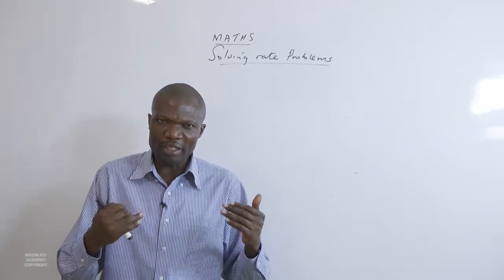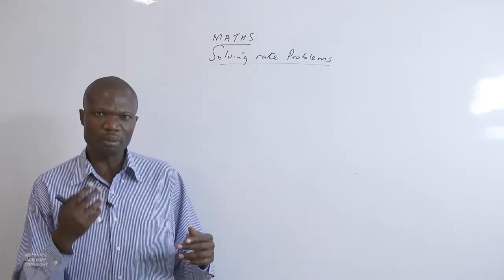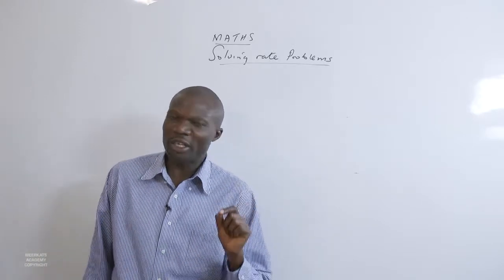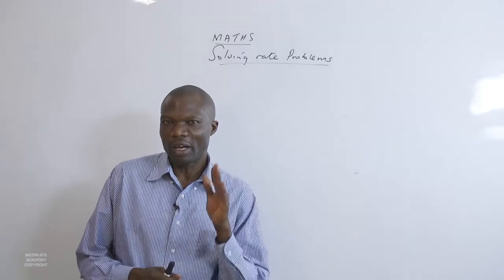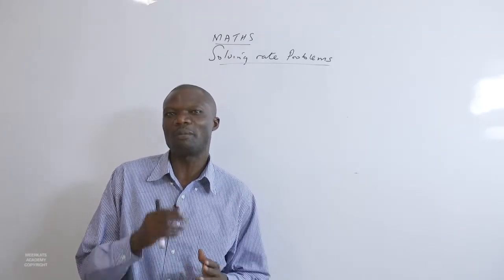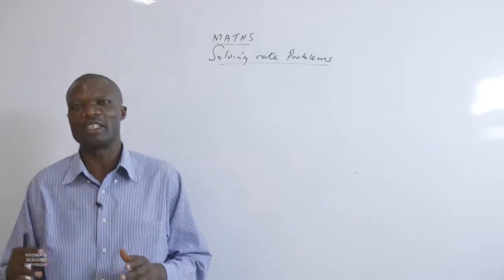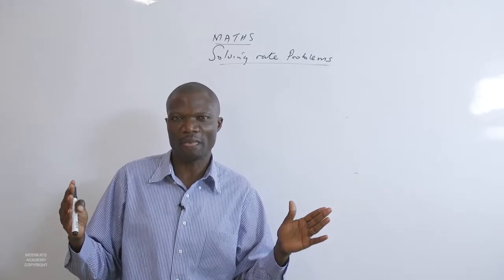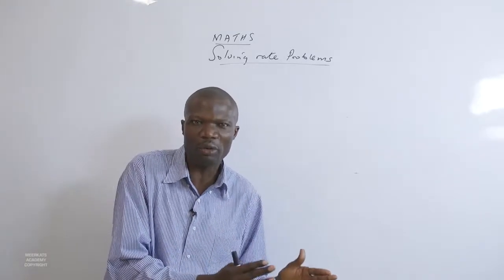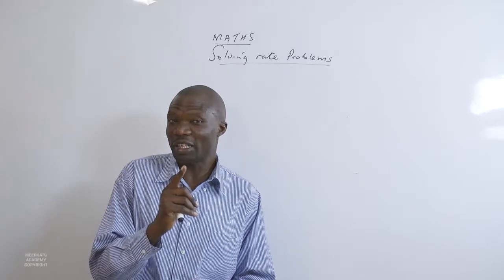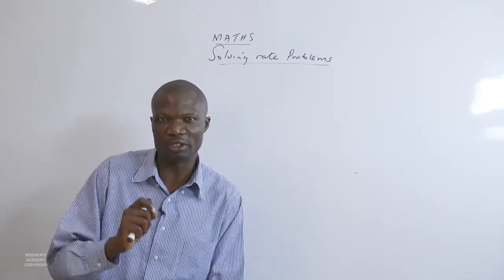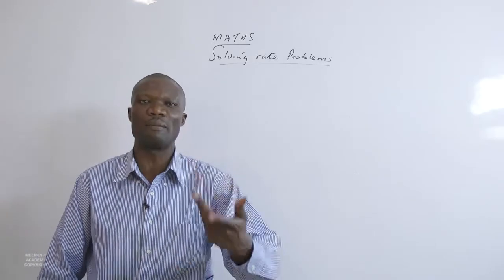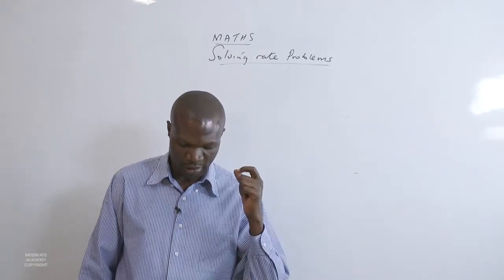So when a rate is given or is provided, it means that a change in one quantity implies a similar or equivalent change in the other quantity. That's what rate says. A rate of change in one quantity implies that there is going to be an equivalent change in the second quantity. So it is a must that it must occur.